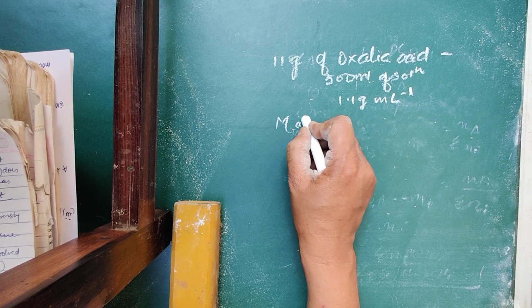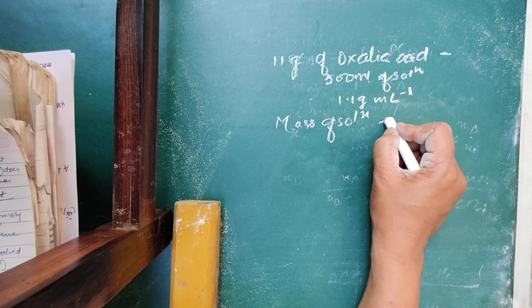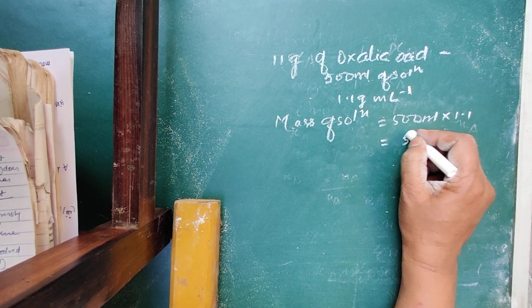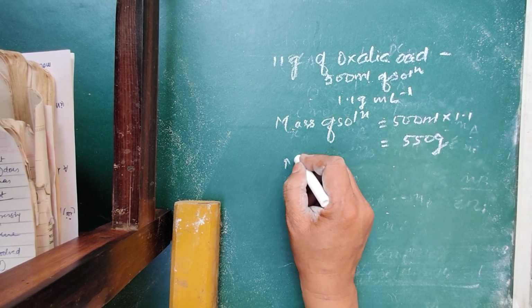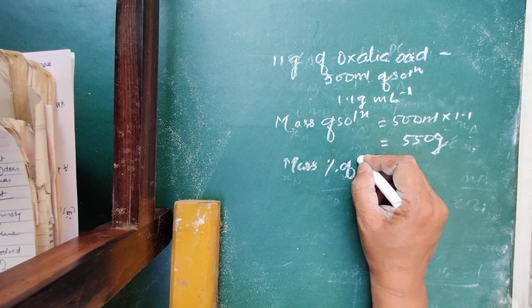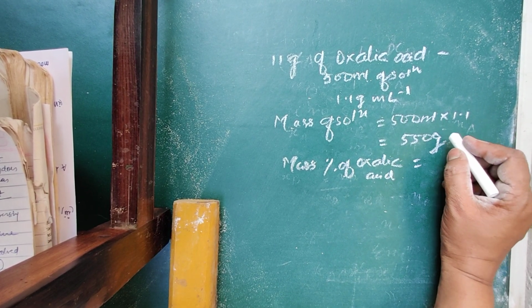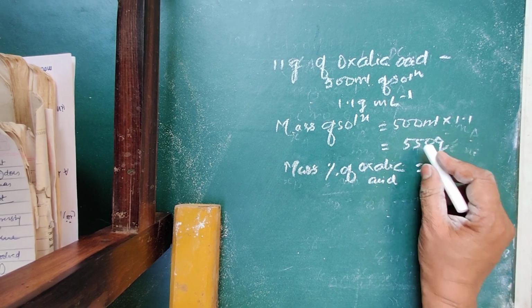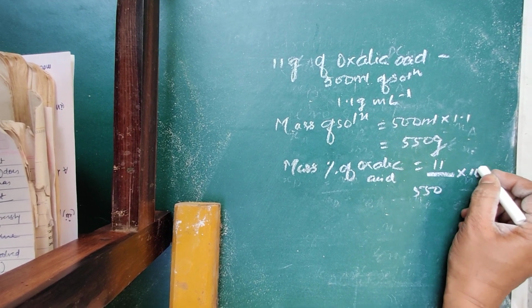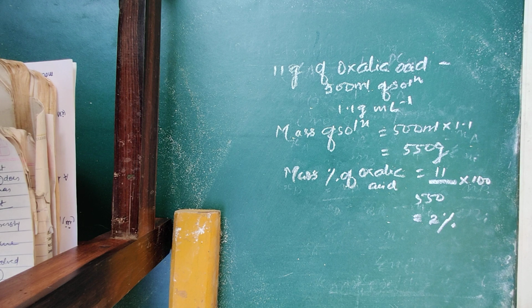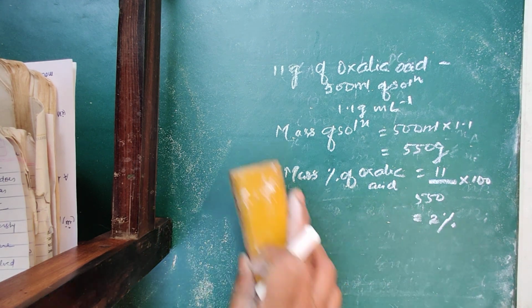So mass of solution you can find out how? Just multiply 500 ml into 1.1. It comes to be 550 gram. So mass percentage of oxalic acid will be 11 gram is given, divided by 550 into 100, comes to be 2%. Then based on molarity, a numerical. I hope you have understood this.